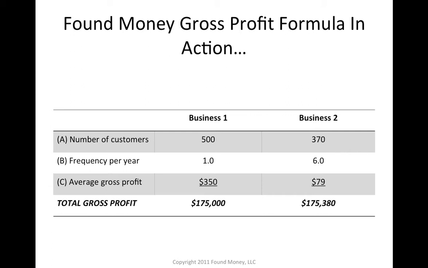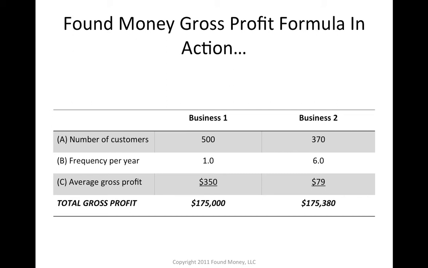Now Business 2 has fewer customers, only 370, but they buy 6 times a year, or every 2 months. However, the business makes a lot less money every time they buy, only $79. But at the end of it, they still have a gross profit of pretty much exactly $175,000. So you could look at the financial statement for these two businesses and see a gross profit of $175,000, but they are anything but similar businesses.